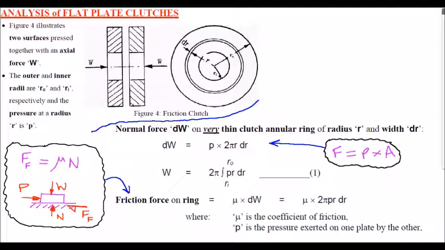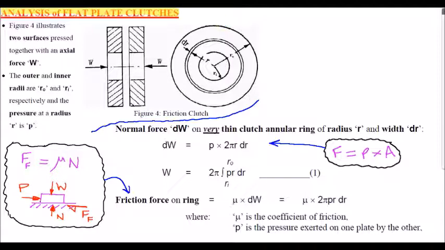So this is the analysis of flat plate clutches. We're going to go through an analysis here, and then we're going to diverge using two different assumptions. The syllabus talks about constant wear and constant pressure assumptions. So we're going to derive our equations to the stage where we can then make those assumptions. You'll see we'll end up with two different types of formula relating to the different assumptions made.